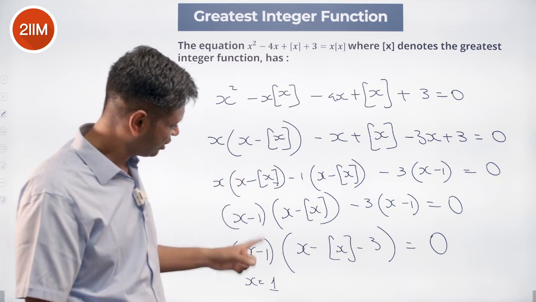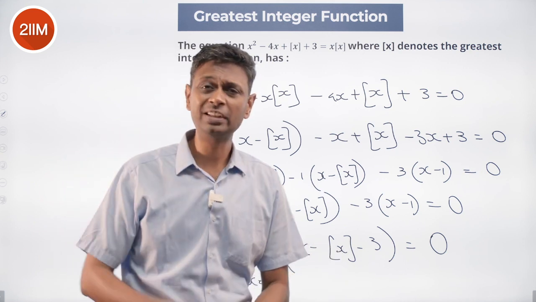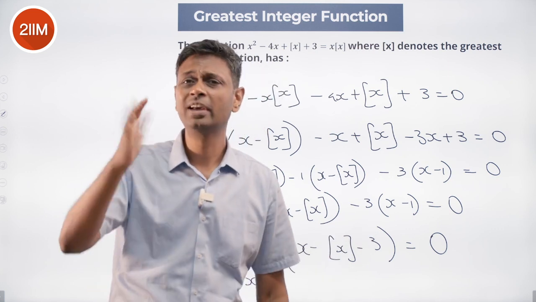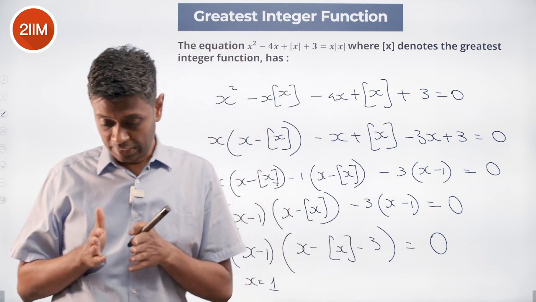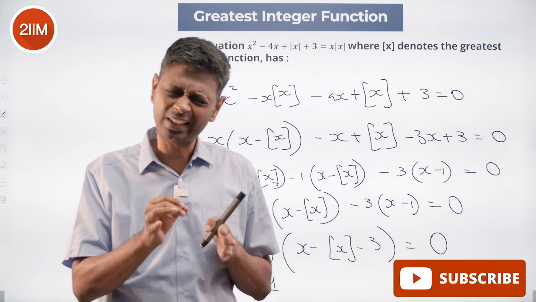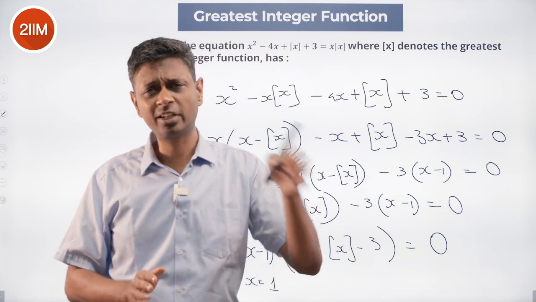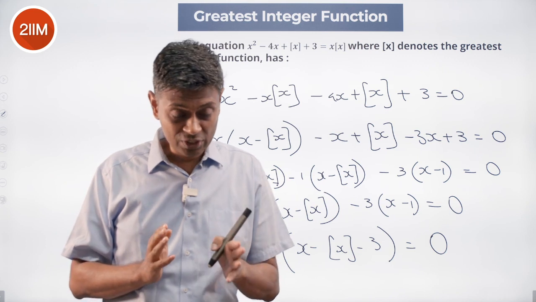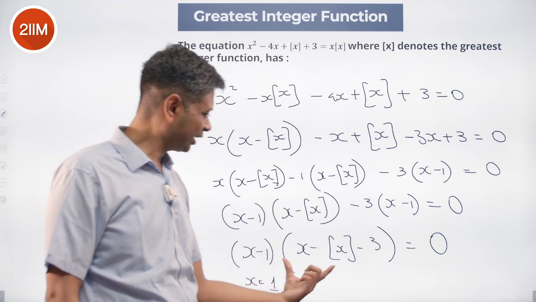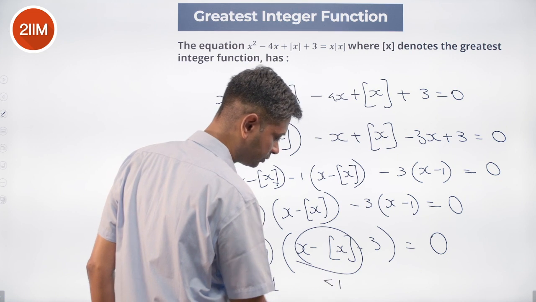Nice. x minus greatest integer of x minus 3, when will it go to 0? x, greatest integer of x, the greatest integer less than or equal to x. x minus greatest integer of x cannot be more than 1. Anything from 3 to 4 will be written as 3. 3.3 to 3.9999999, greatest integer of that is 3. 4 to 4.9999999, greatest integer of that is 4. x minus greatest integer of x cannot be 1 or more. This x minus greatest integer of x, this part is less than 1.